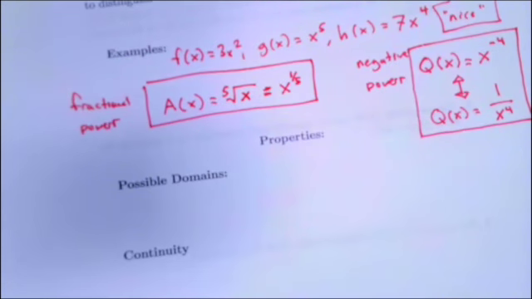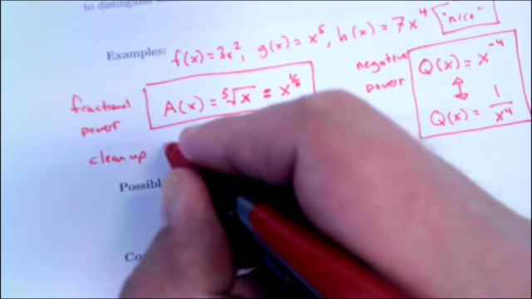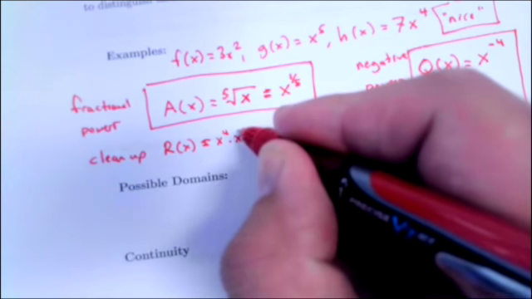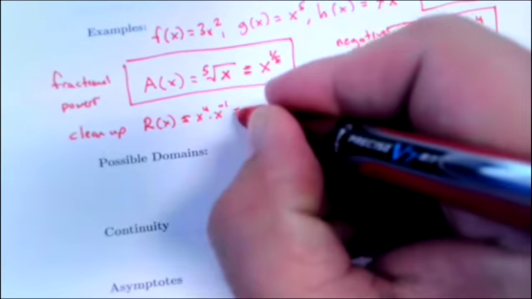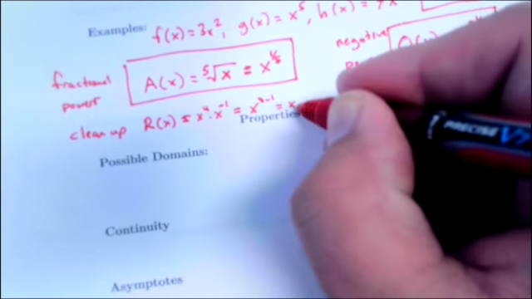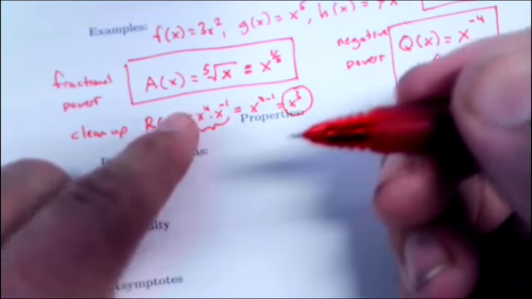And finally, we have things that may need to be cleaned up by using algebra. So if I have r of x equals x to the 4th times x to the -1, then I can use my properties of exponents, say that's x to the 4 minus 1, which is x cubed. So this is obviously a power function. This is a power function in disguise.